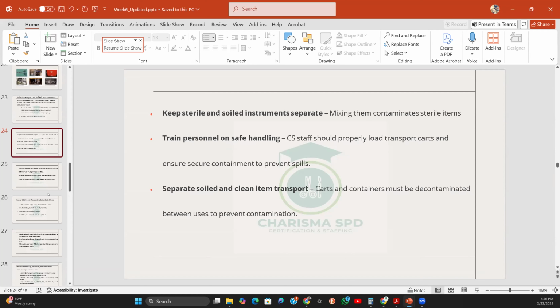And then CSPD staff should properly load the carts. So we have looked at that. Train personnel on safe handling. So we should load the cart. Like I said, metal can be on metal. Plastic can be on top of metal.